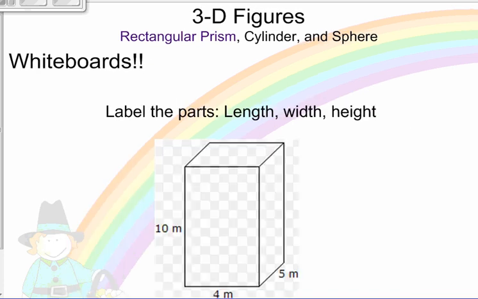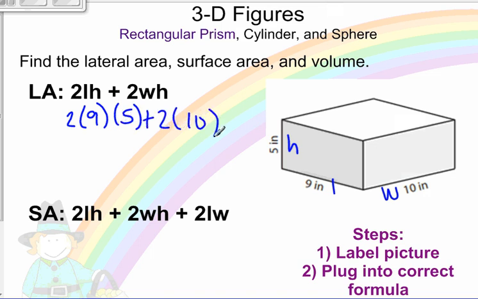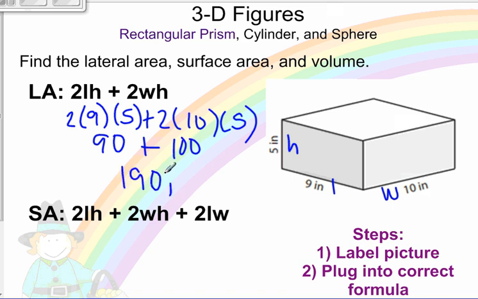So here is our first problem. I always start by labeling my picture. So my length here is 9, my width is 10, and my height is 5. And then I just got to come to our formula and plug it all in. So for lateral area, we're going to do 2 times 9 times 5 plus 2 times 10 times 5. And we're going to get 90 plus 100, or 190, and this is inches.